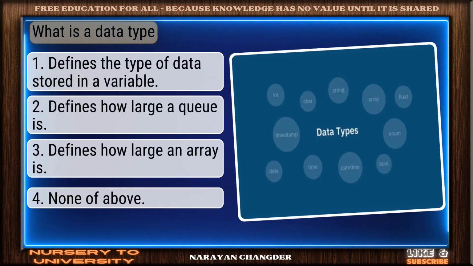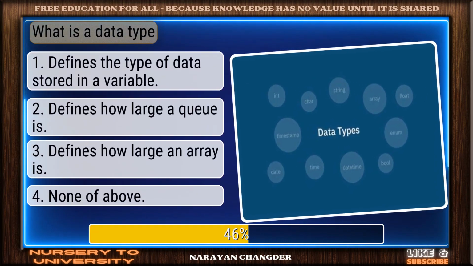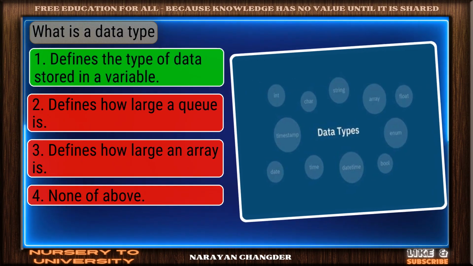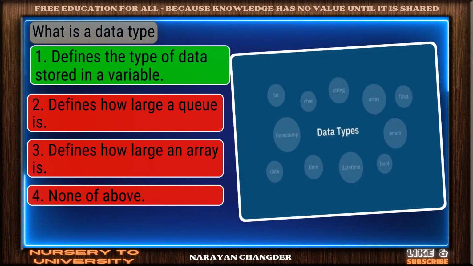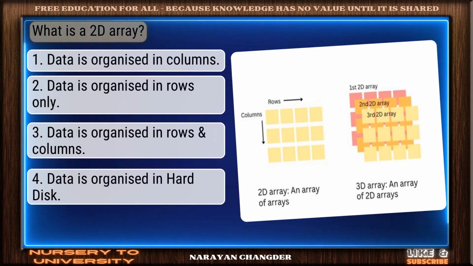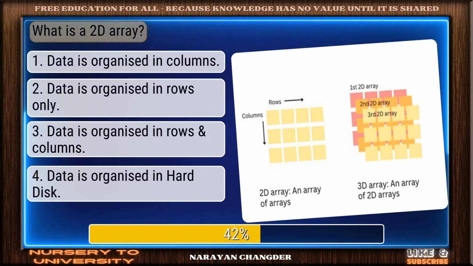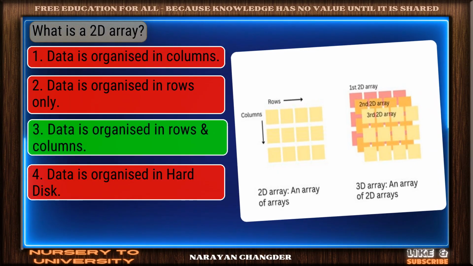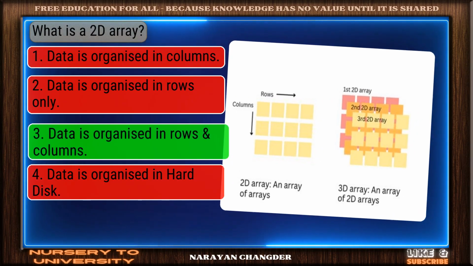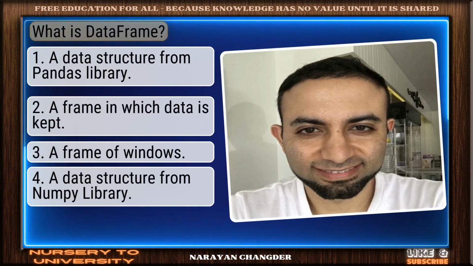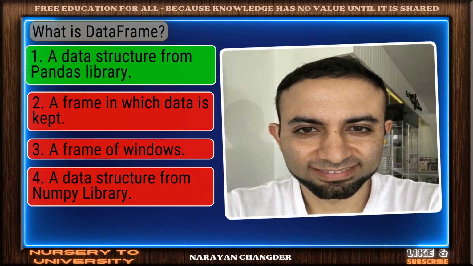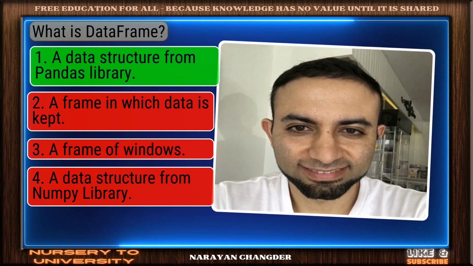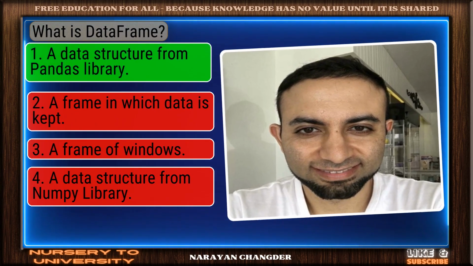Question number 66. What is a data type? Perfect. Defines the type of data stored in a variable is the correct choice. Question number 67. What is a 2D array? Well done. Data is organized in rows and columns is the right choice. Question number 68. What is data frame? Well reasoned. A data structure from Pandas library is the correct choice.